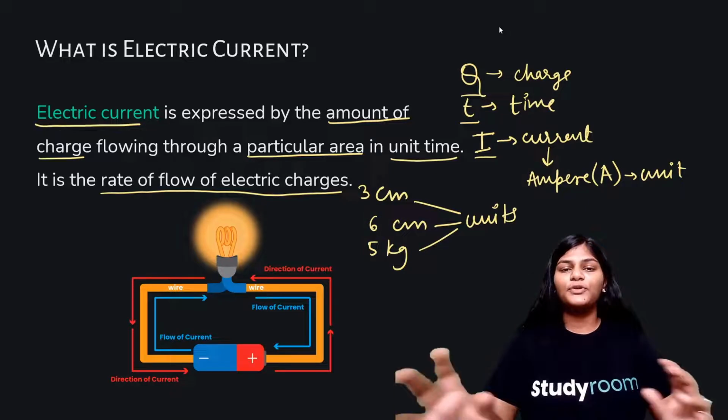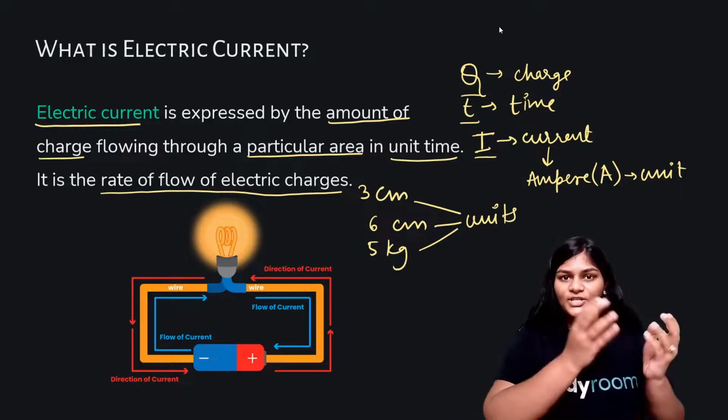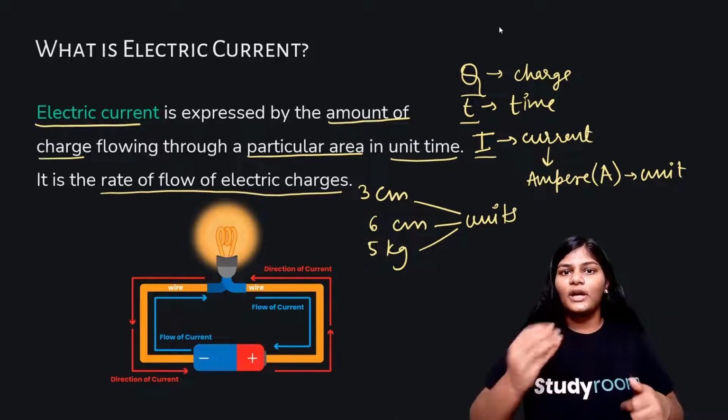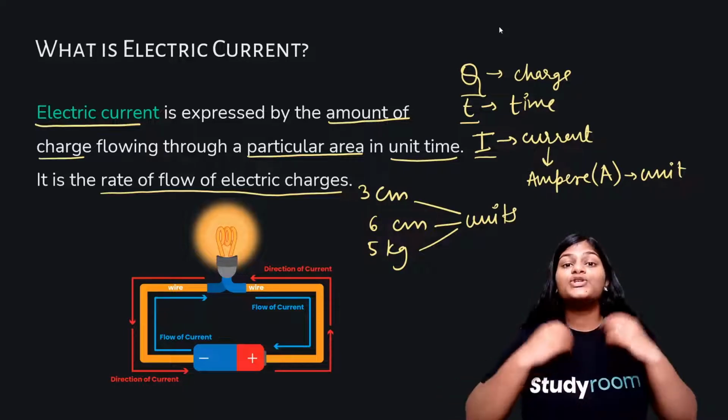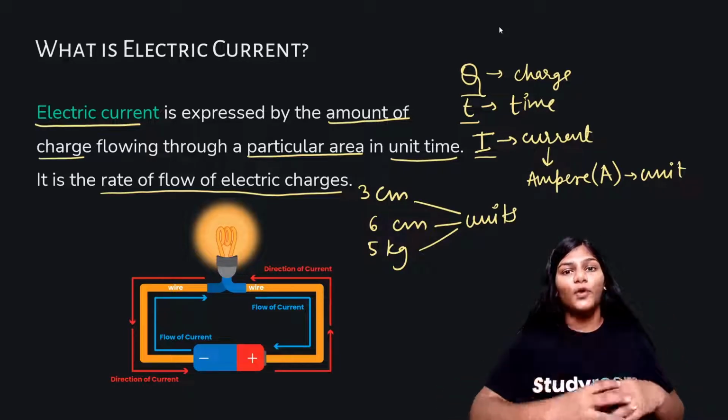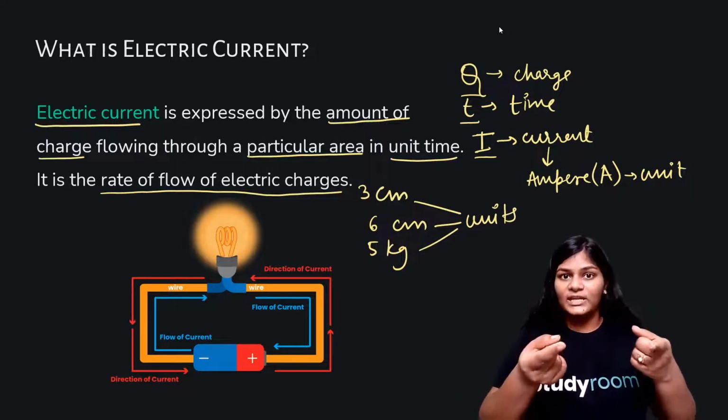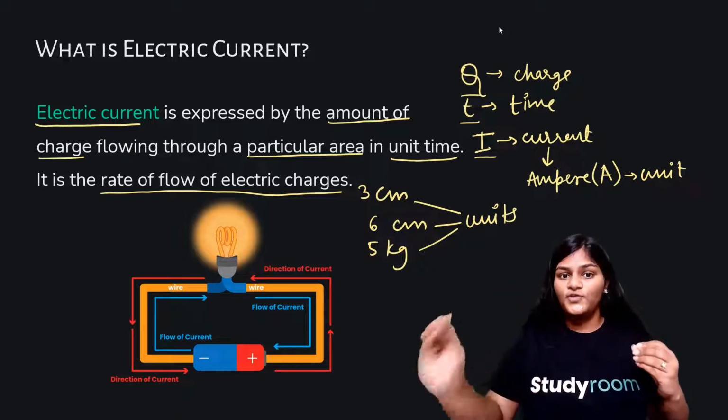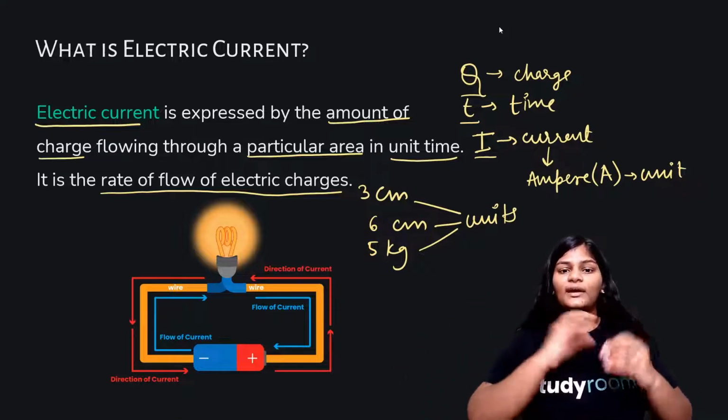So this is what you have to keep in mind right now, that electric current, I just told you that electric current is the flow of something, right? So what is it the flow of? It is the flow of charges. So how we define it is the flow of charge in a particular area in unit time.